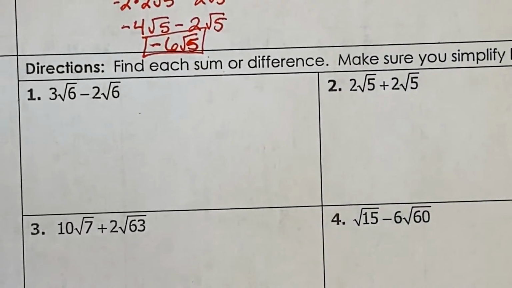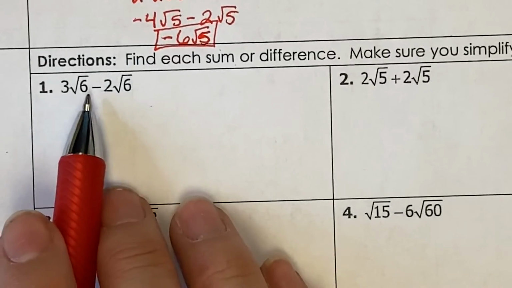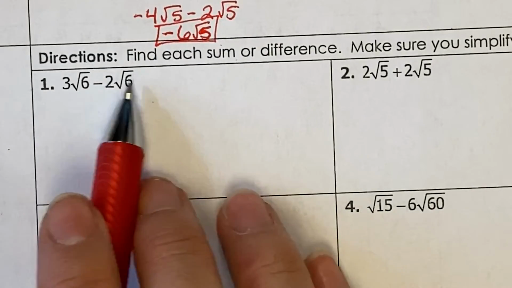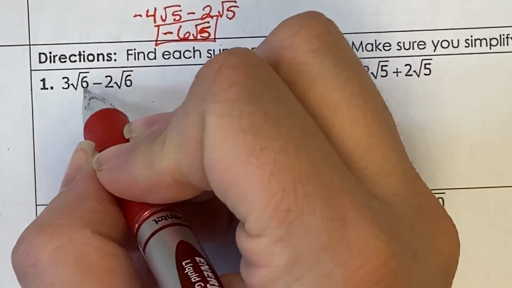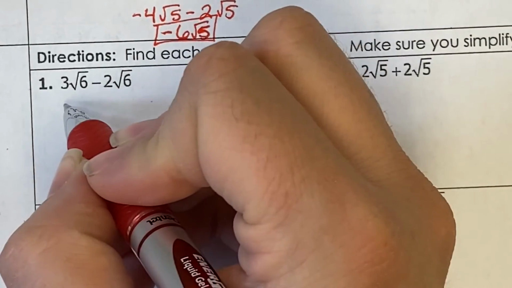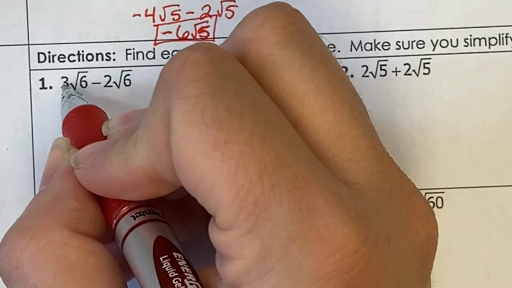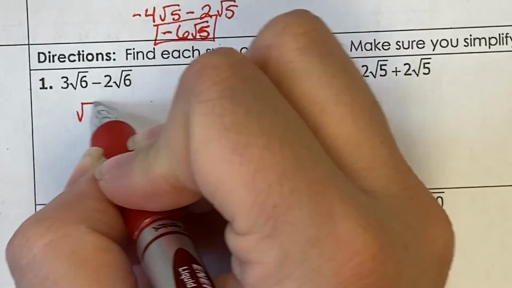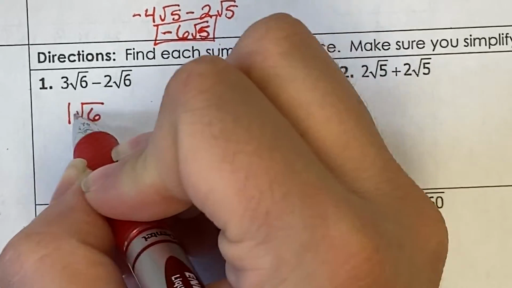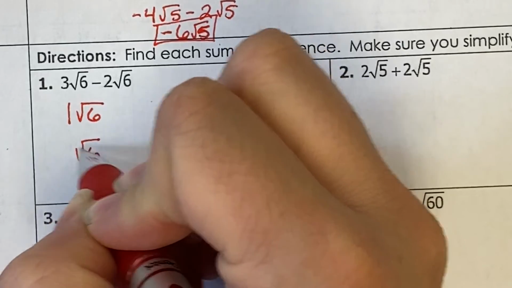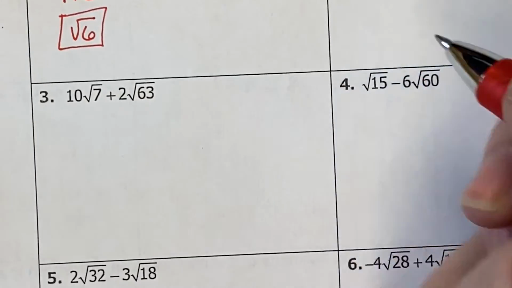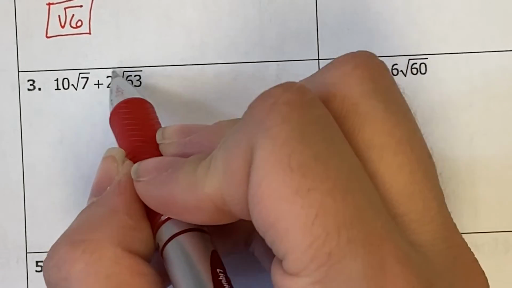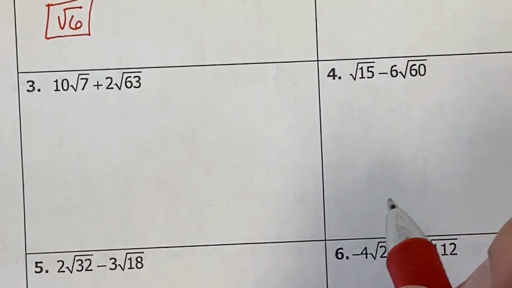If we look now at number 1, same deal, but I notice, oh, these guys already match. They both have a square root of 6. So I can't simplify the square root of 6, so I would just combine my like terms. 3 minus 2 is 1, so I would just really have like 1 square root 6, which is the same as saying square root 6. And you're done.